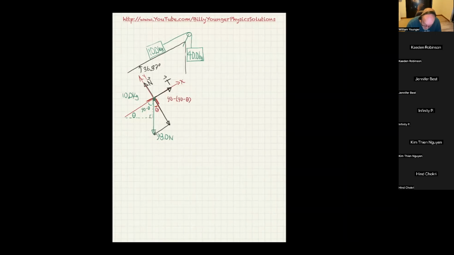So this guy is going to become 98.0 newtons times cosine 36.87. I'm going to go ahead and punch that number in. 98 times cosine 36.87 gives me 78.4. Oops.